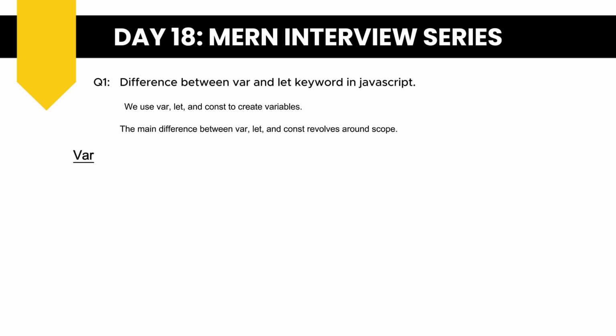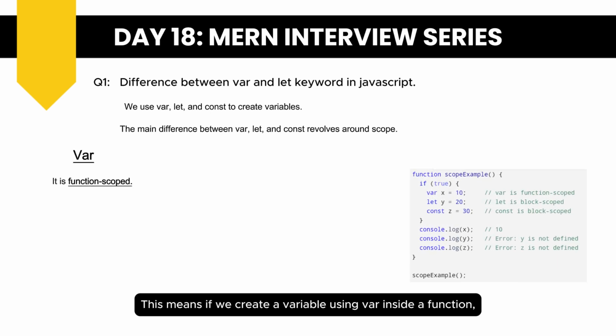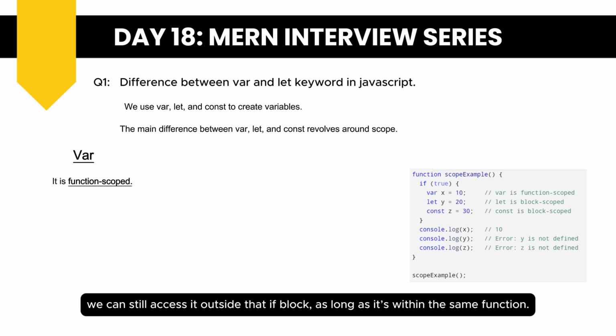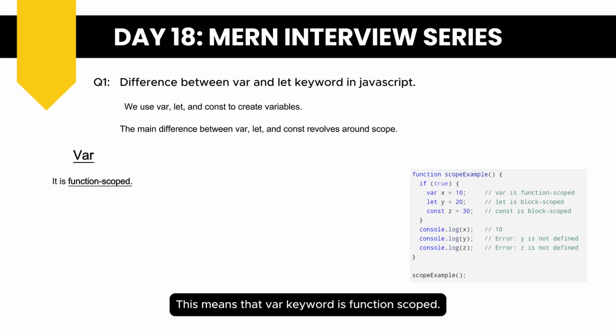First, let's talk about the var keyword. It is function scope. This means if we create a variable using var inside a function, we can only use it within that function. For example, if we declare a variable x inside an if statement, we can still access it outside that if block as long as it is within the same function. This means that the var keyword is function scope.